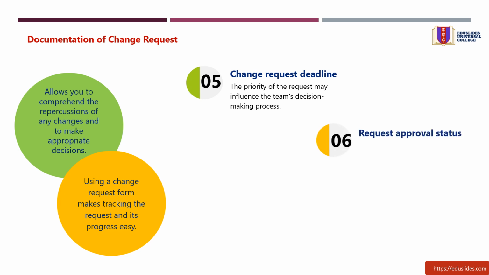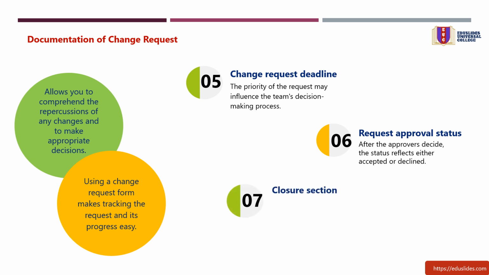6. Request approval status. This section shows the request's processing status at each stage for easy reference. The status of all approvers determines the request's approval status. After the approvers decide, the status reflects either accepted or declined. If accepted, the change request can move to the next phase.